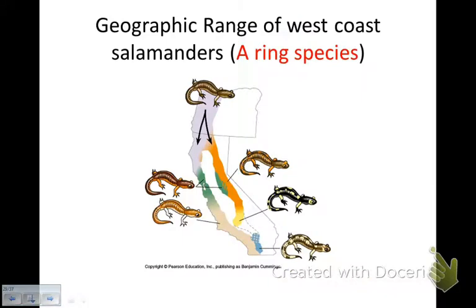A ring species is just where it evolves around a barrier. So, like, maybe the Great Wall of China, an organism has evolved. It changes around a barrier.